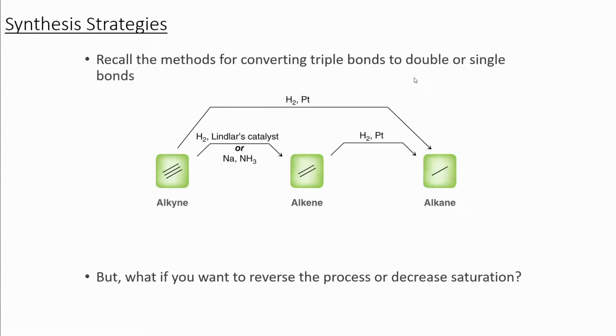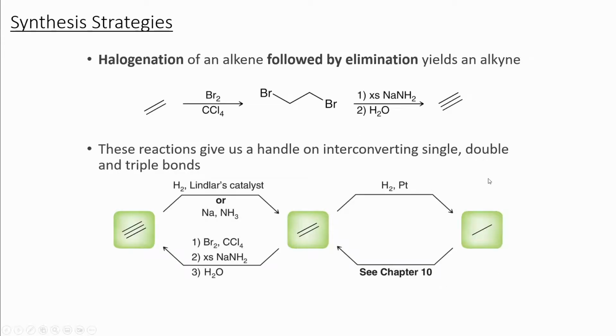Every time we learn a new set of reactions, we want to incorporate these into our synthesis toolbox. In this chapter, we've learned how to convert an alkyne into an alkene and then into an alkane, and we can use halogenation reaction followed by elimination reactions to convert an alkene into an alkyne. We can use hydrogen and platinum to convert the alkene to the alkane, and in chapter 10 we'll learn the missing link, which is how to convert an alkane up to an alkene.